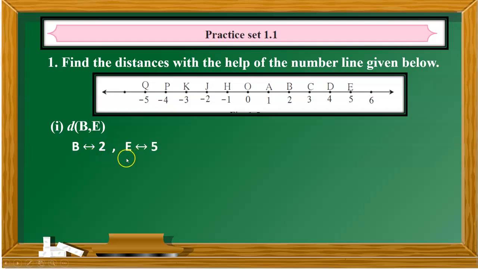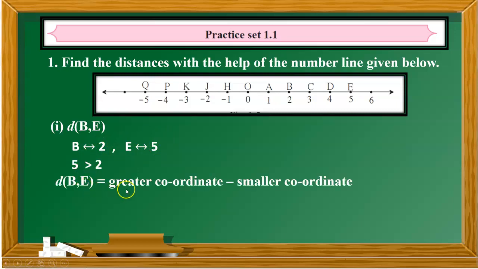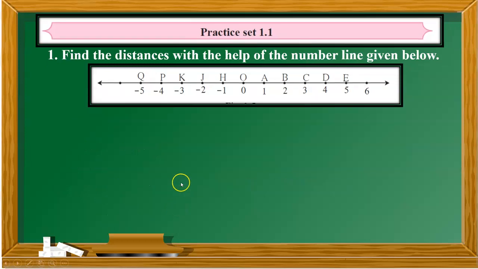Now, out of these two, which is greater, children? 5 is greater than 2. So, we write this step, 5 greater than 2. Next step, we write the formula, greater coordinate minus smaller coordinate. We substitute the greater number and the smaller number and get the answer as 3 units. Now, in the same way, let us take up one more example.